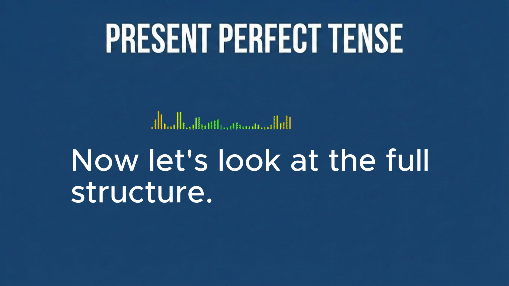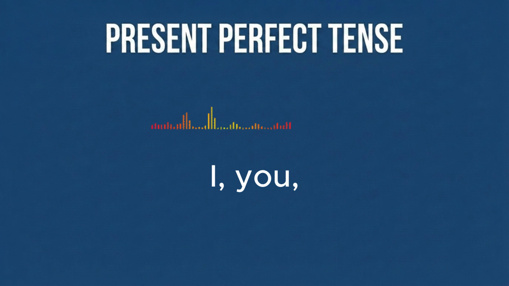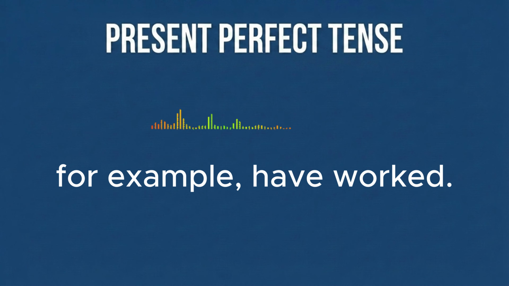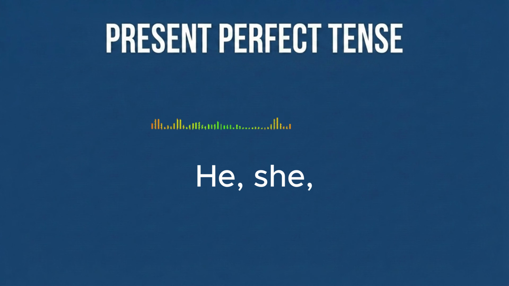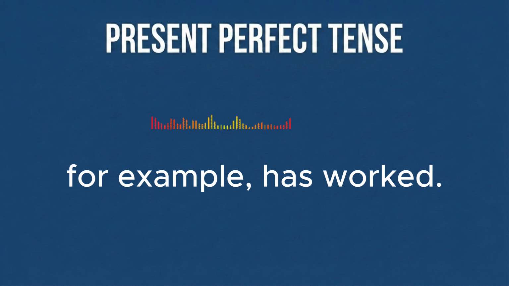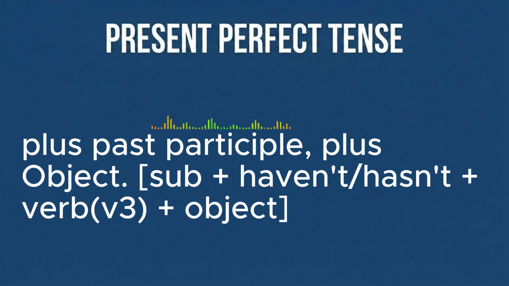Now, let's look at the full structure. For affirmative sentences, I, you, we, they, plus have, plus the past participle. For example, have worked. He, she, it, plus has, plus the past participle. For example, has worked. For negative sentences, subject plus haven't or hasn't, plus past participle, plus object.